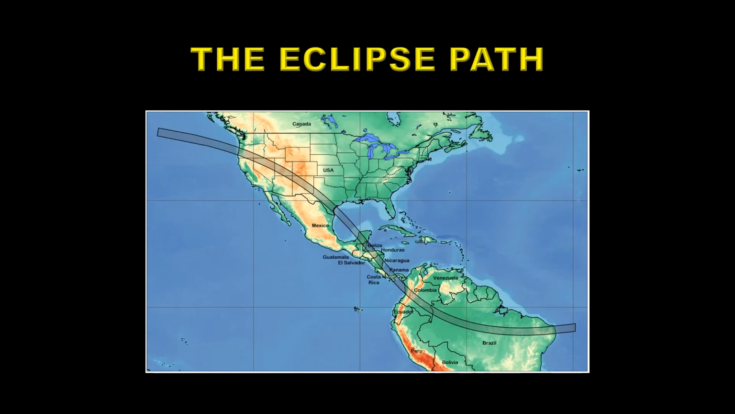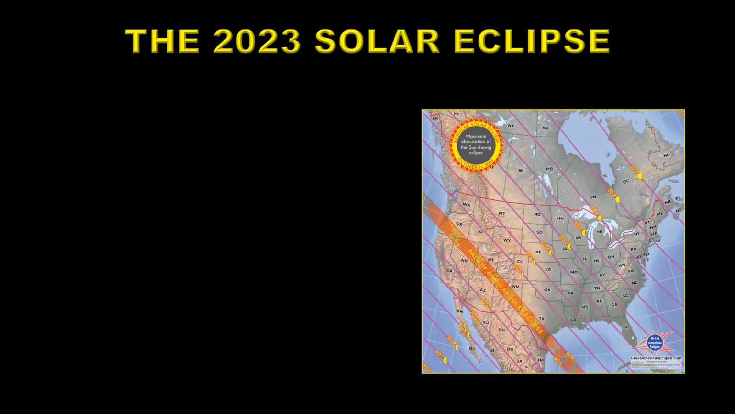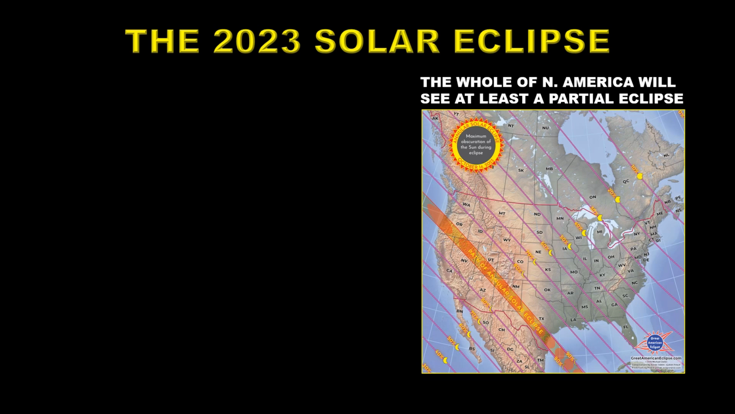The path of this particular eclipse starts in the Pacific Ocean, crosses North America, then moves south through Central America, then through Colombia and Brazil out into the Atlantic Ocean. We can take a look at the more detailed path of the eclipse over the United States, shown here. The whole of North America will actually see at least a partial eclipse of the Sun. So if you look at where you are on this map and read along those pink lines, you can see where your percentage is. I'm in Washington, D.C., so that's about a 30% eclipse.